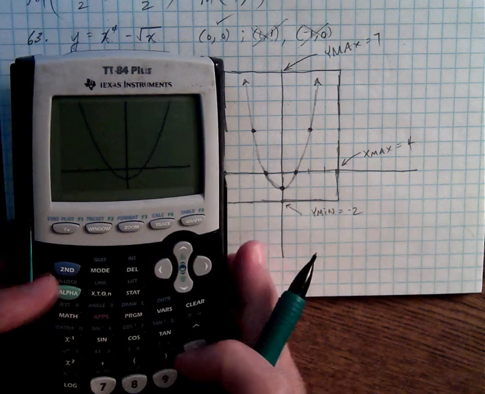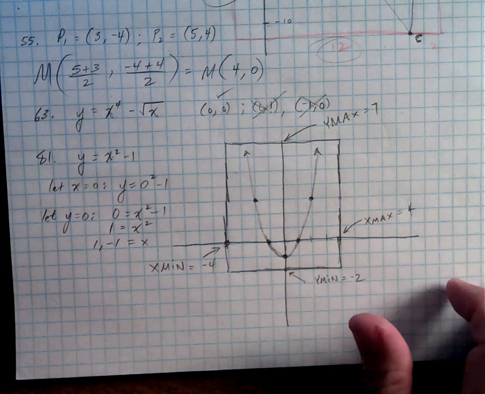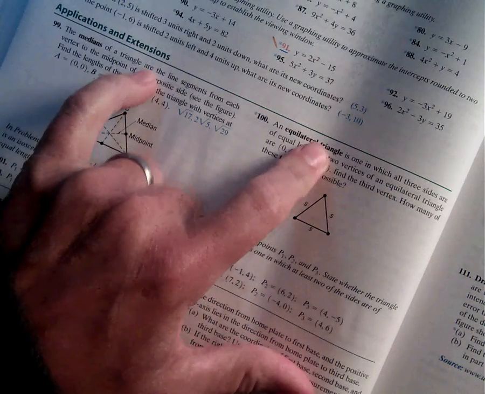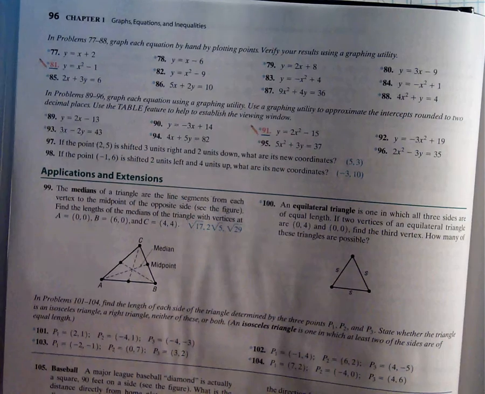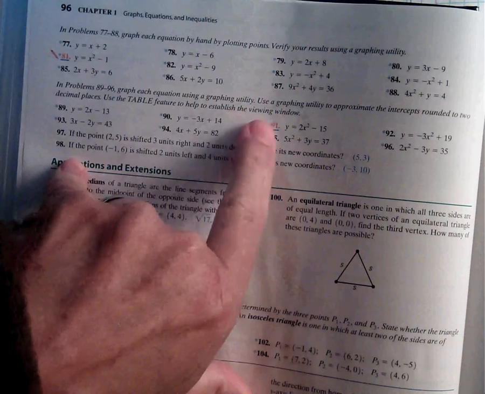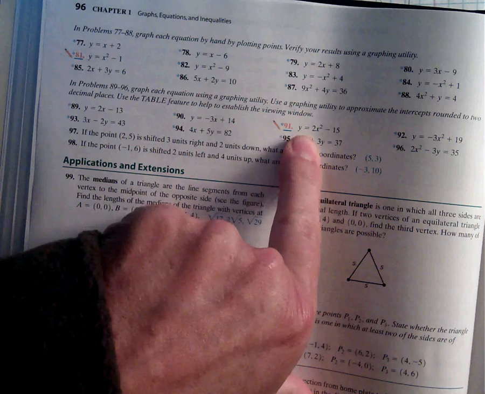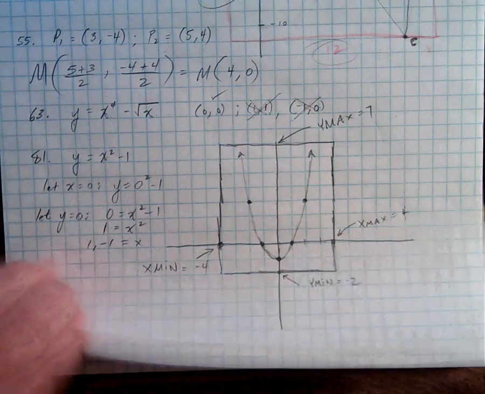All right. And the next section, let's see, problems 89 to 86. Graph each equation using a graphing utility. Use a graphing utility to approximate the intercepts, rounded to 2 decimal places. Use the table feature to help establish the viewing window. Alright, so we'll look at 91 since it's in bold there, and it's 2x squared minus 15.